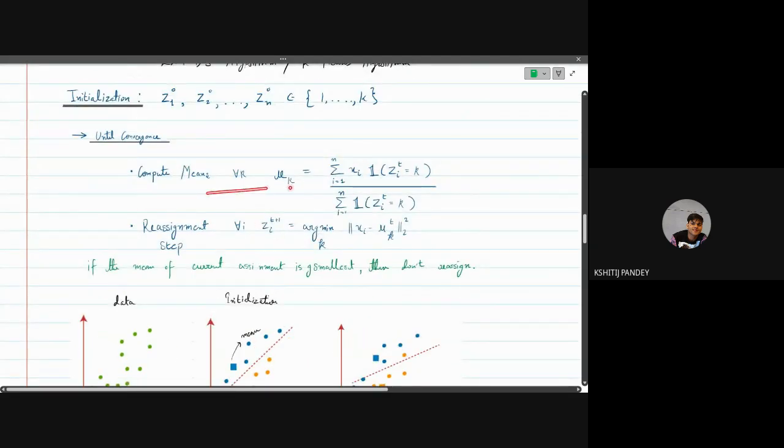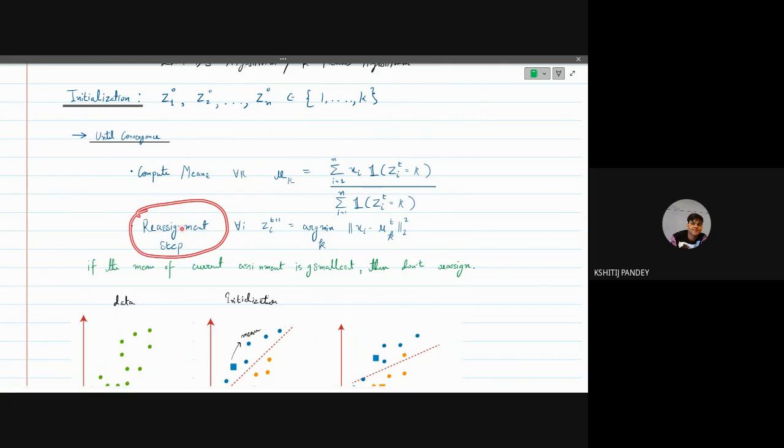So after computing the mean, we do the process of reassignment. And when do we reassign a point? When the distance between the point and the mean of its current cluster is greater compared to the distance of the point to the mean of some other cluster. Is that clear? When do we reassign a point to a different cluster? Yes, sir.